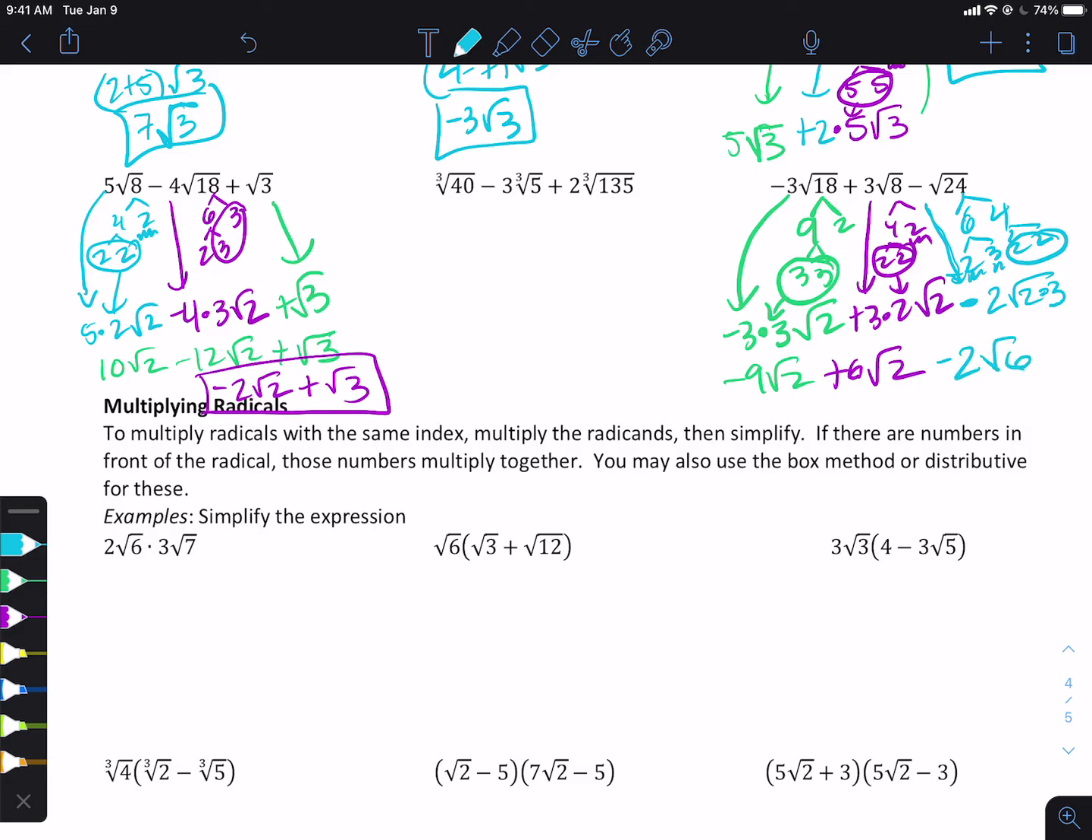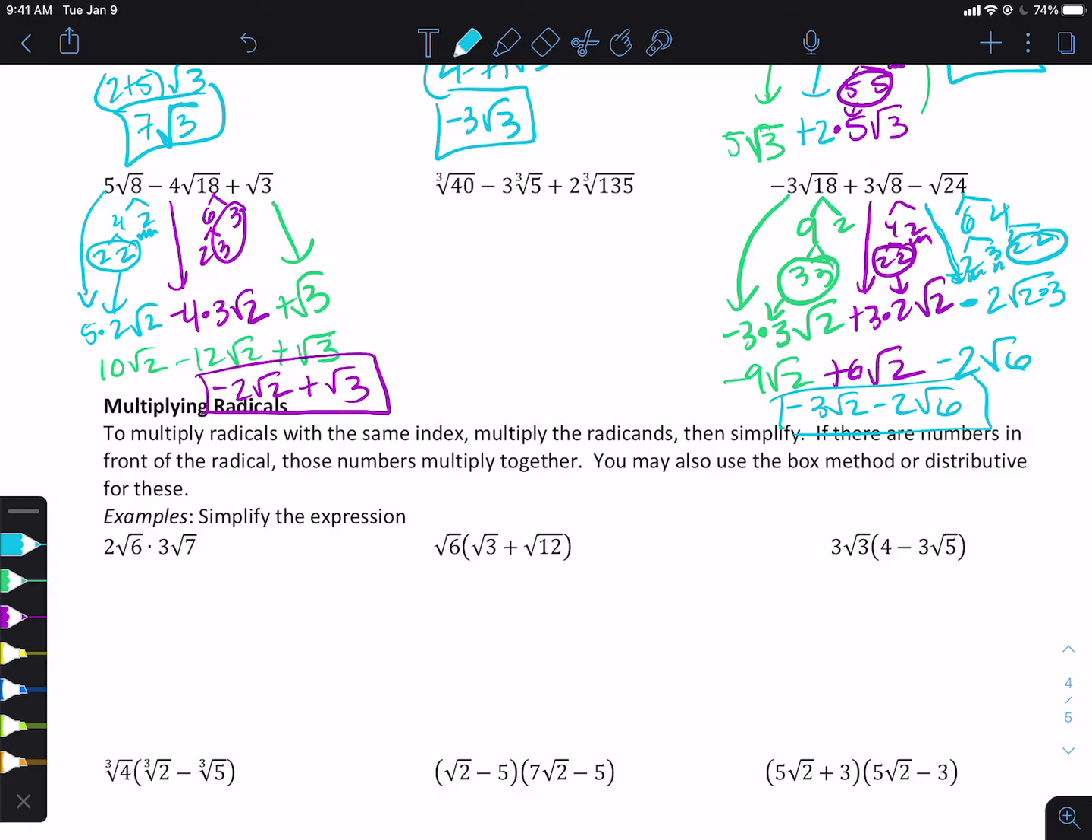Okay. So then I'm going to look. We've got root 2's here and a root 6 here. So these two are like terms because they are both square roots and have 2's underneath. So we do negative 9 plus 6, which gives us negative 3 root 2, and then minus 2 root 6. Okay.